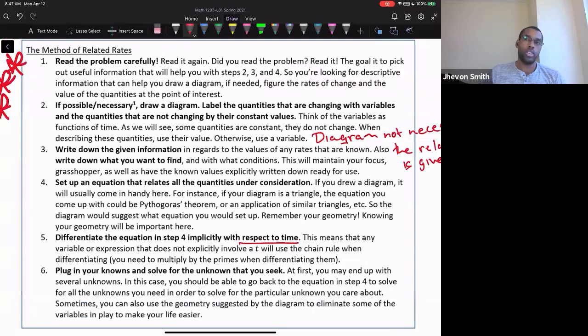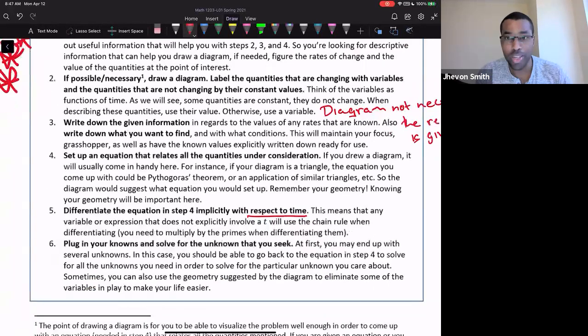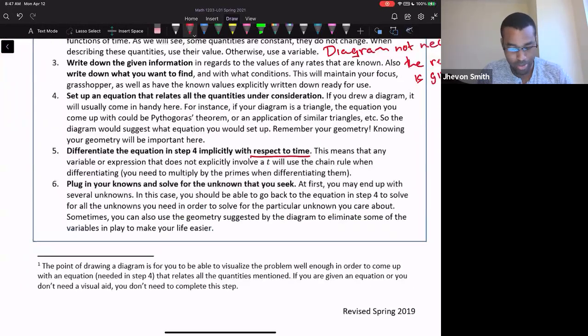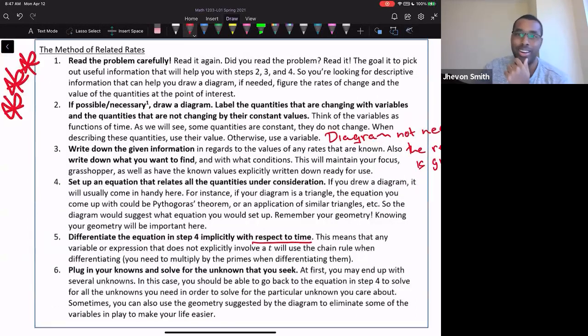Now, there's one potential hiccup that can happen here. Sometimes you'll get to step 6. Did I mention that? I originally typed this up in spring 2019, as you can see, so I might have forgotten what I wrote and didn't write back then. Plug in your knowns, solve for the unknowns that you seek. At first, you may end up with several unknowns. Okay, yes, so I did write it.